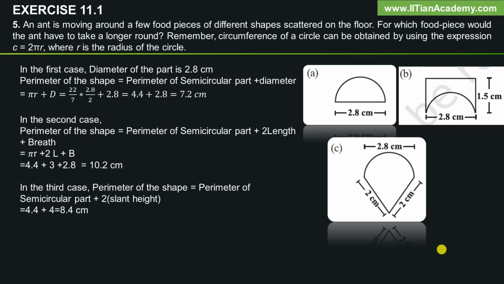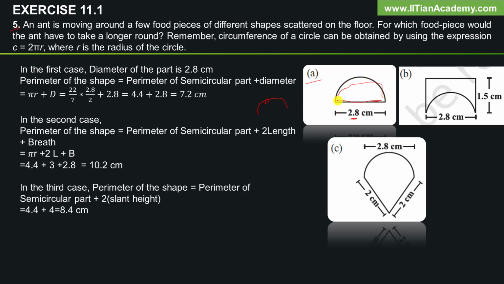Question 5. Here, we have to find the path length taken by the ant for 3 different shapes, as shown here. Now, let us take the first case. Here we can see we have a semicircle and a diameter. Hence, let us recapture the definition of perimeter. This is the path taken along the shape. Hence, to get the path covered by the ant, we have to calculate the total perimeter of the path.